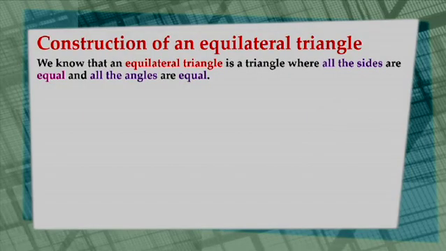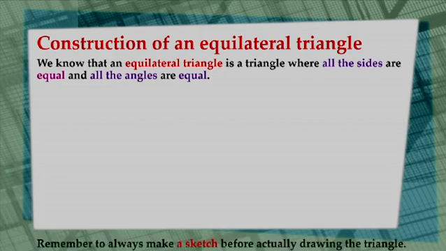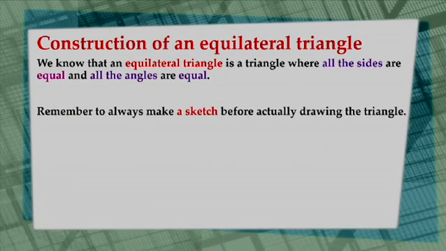Now, let's start. So, you're asked to draw an equilateral triangle. What do we mean by equilateral triangle? You know that, I know that you're expert in that. An equilateral triangle is a triangle where all the sides are equal and all the angles are equal. I say it again, equilateral triangle, all the sides and all the angles are equal. Now, before you go into the construction, remember to always make a sketch. The sketch is very important, okay?